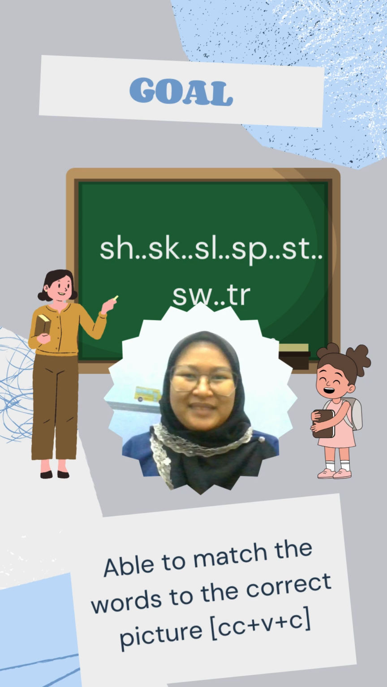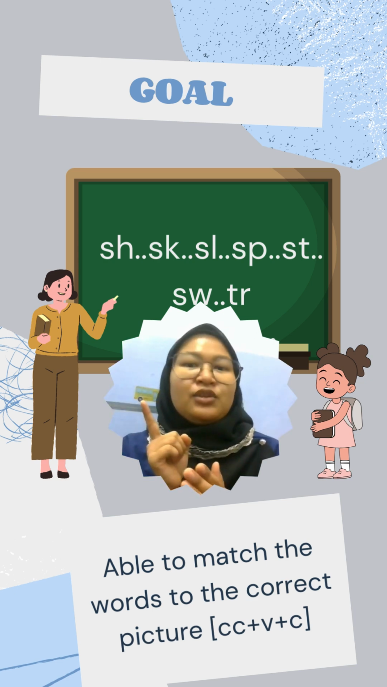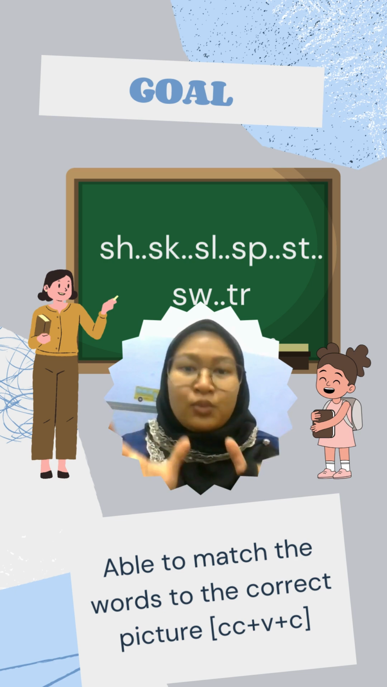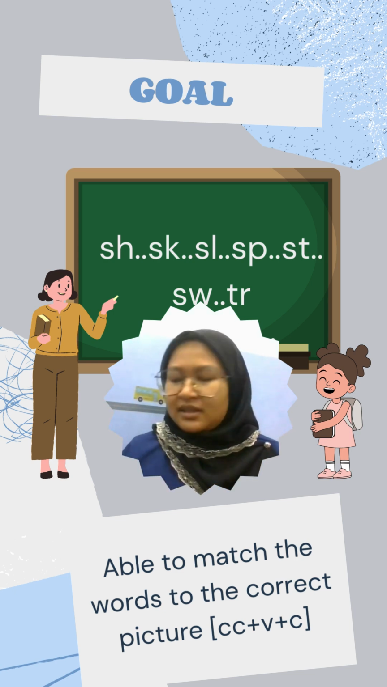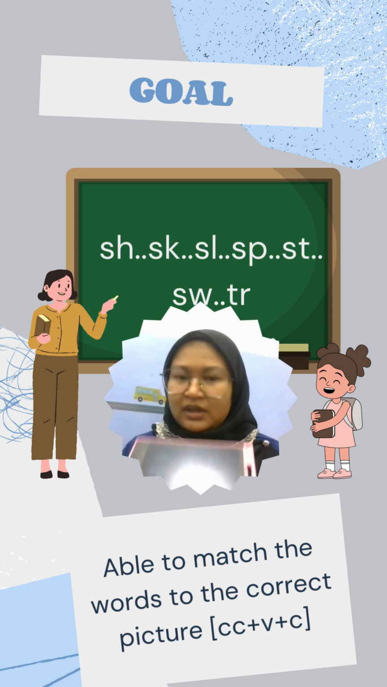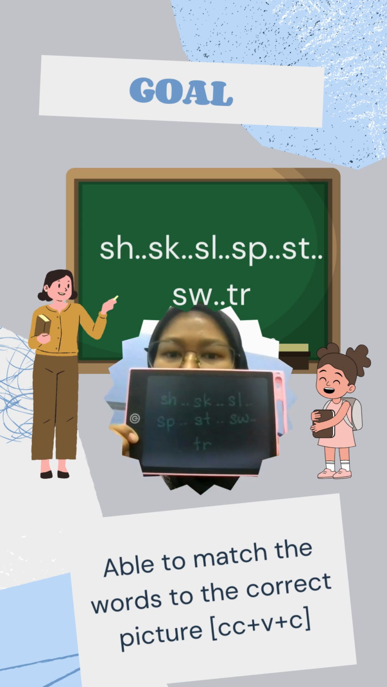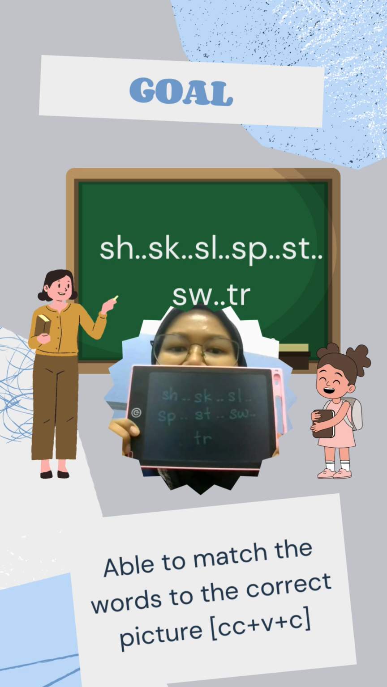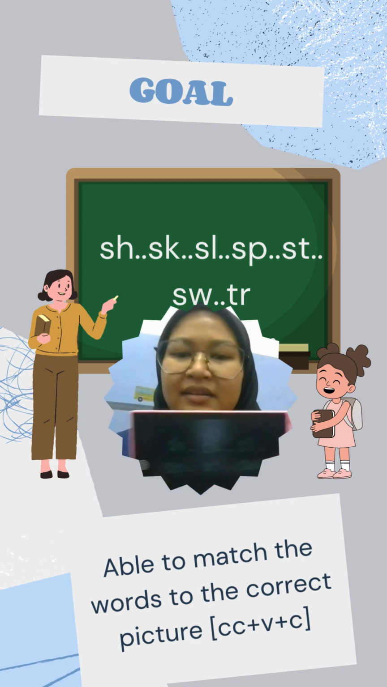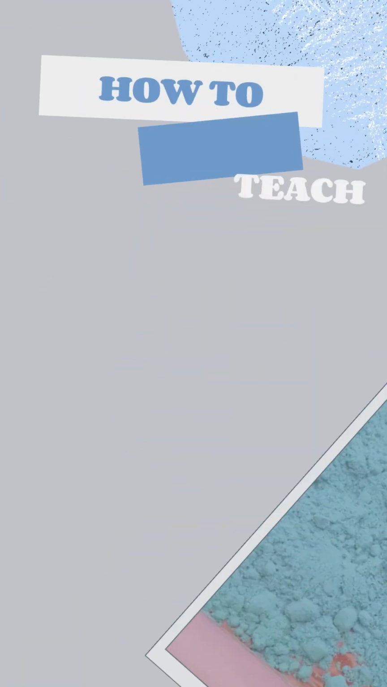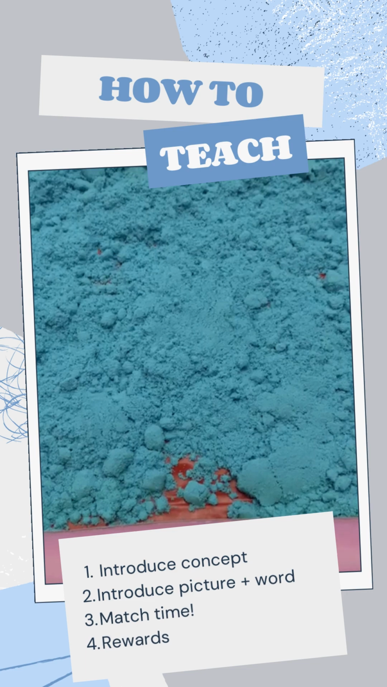So today we are going to have a new goal. Today we're going to match the words to the correct picture. So the CC+vc words that we're going to do today are SH, SK, SL, SP, ST, SW, and lastly TR. Let's get started. Before we start, let's introduce again the concept of today's learning.